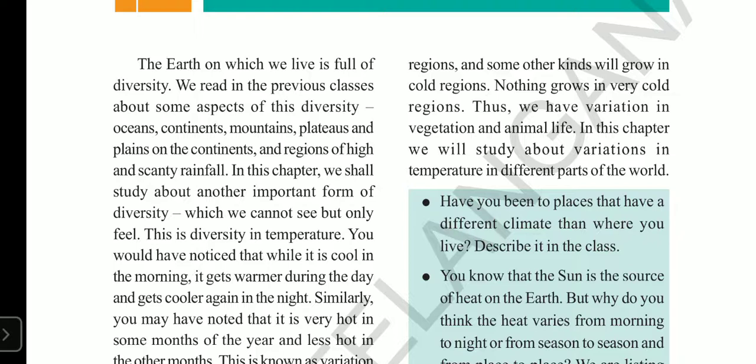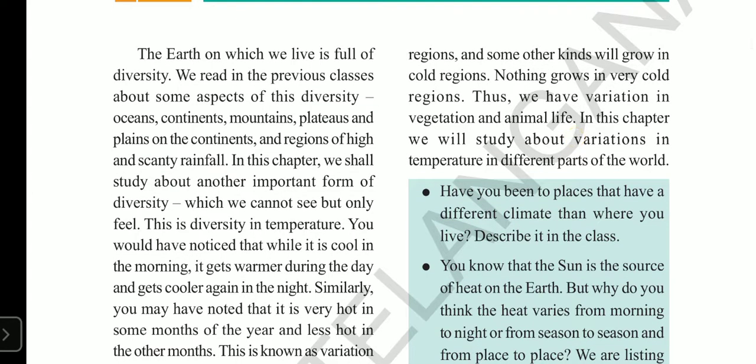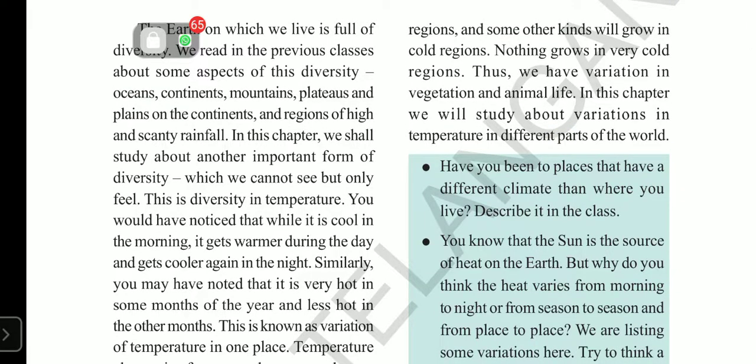What is that? That variation is temperature. My dear students, in this lesson we will give importance to temperature. Temperature is one variation or diversity on the earth's surface, right?